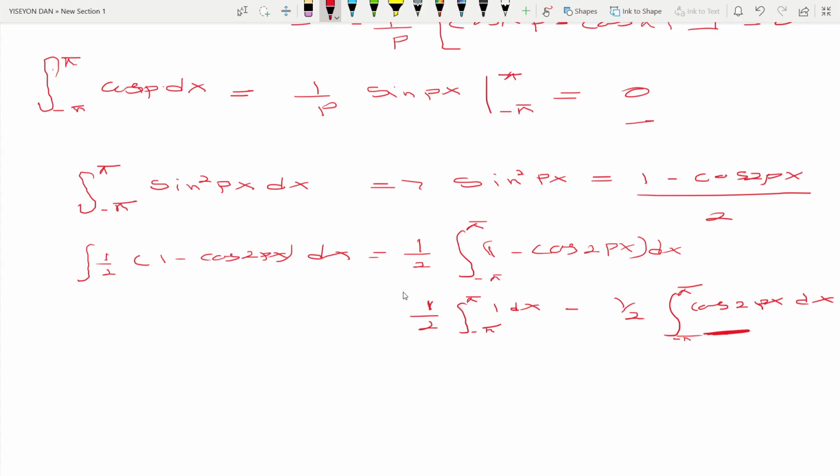We also solved the other one before, and the answer is 2 pi. So we have 1 over 2 multiplied by 2 pi minus 0. The 2 cancels 2, and we are left with pi. So that is going to be our final answer for that.